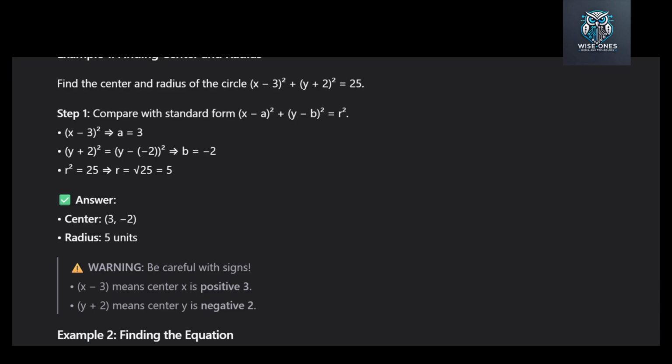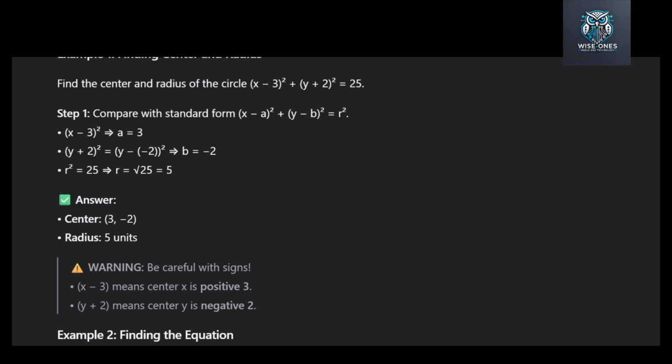I want to give you a warning. Be careful with signs. If you see (x minus 3), the center x is positive 3. If you see (y plus 2), the center y is negative 2. The sign inside the bracket is opposite to the coordinate. Please remember this well.